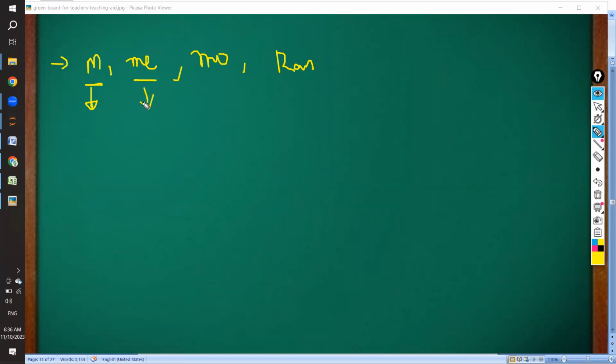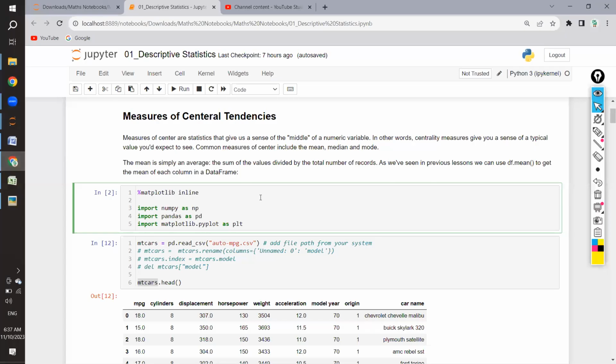Coming to mode, what we have seen is that a sequence of numbers can have no mode, one mode, or multiple modes. Range is just the largest number minus the smallest number. These are a few examples. So now let's actually look at some code.